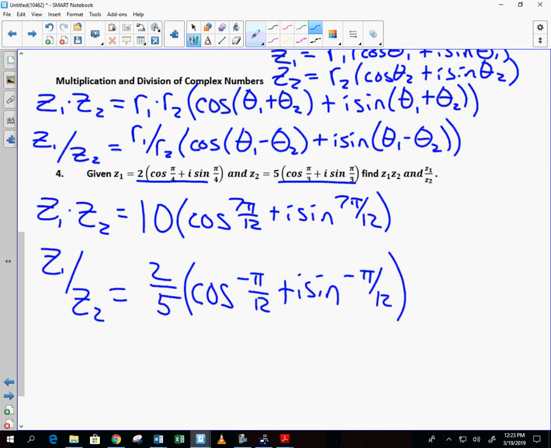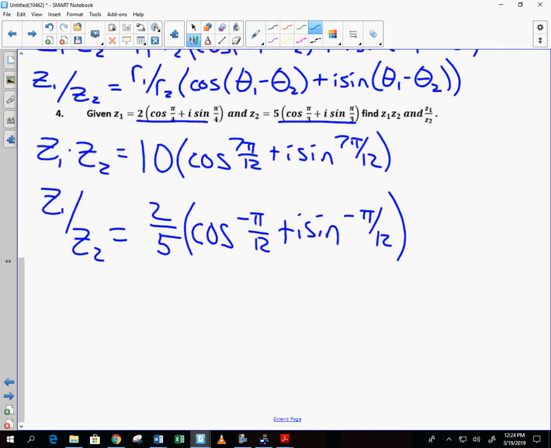Is that it? Come on. Somebody speak up. Can't have negatives. What do I do? Yeah, so what happens to the cosine negative? It just goes away. And then minus i sine of pi over 12.